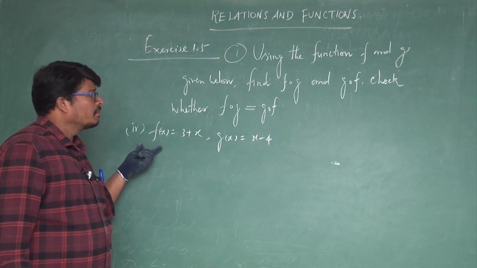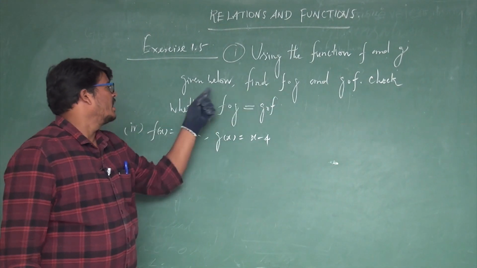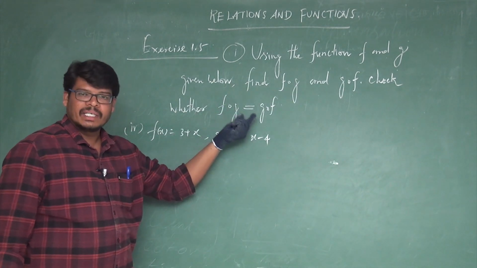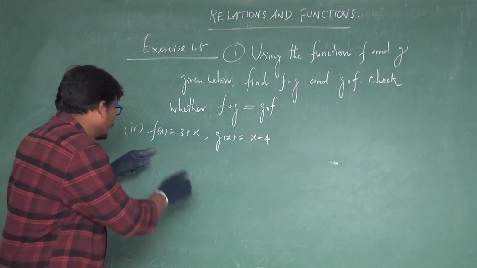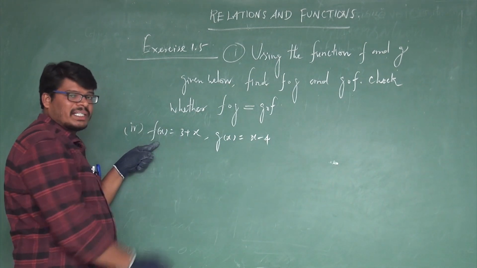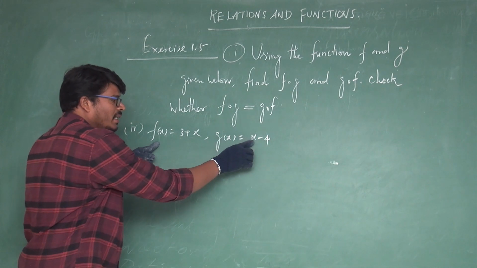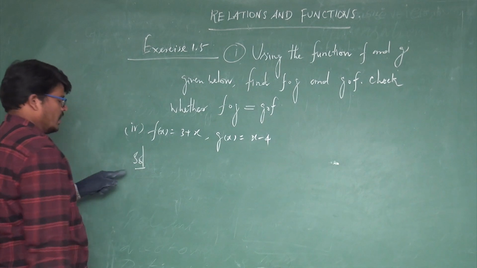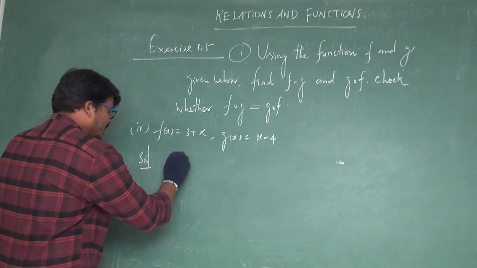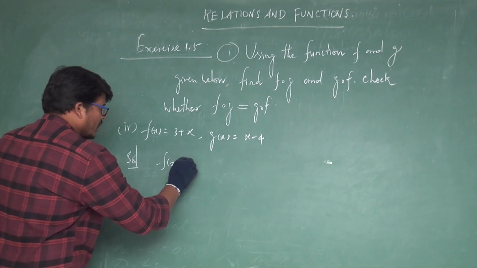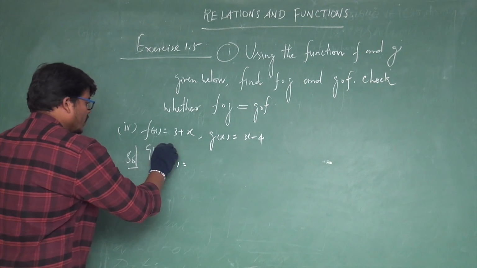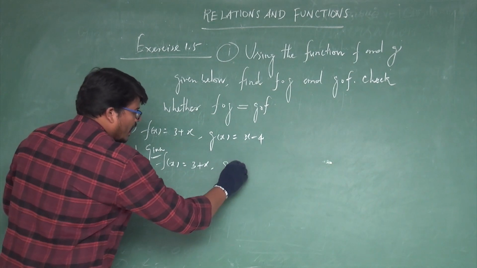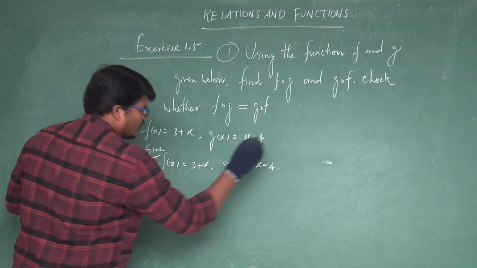Fourth question. Using the functions f and g given below, find f dot g and g dot f. Check whether f dot g is equal to g dot f. The fourth question is f of x equal to 3 plus x and g of x equal to x minus 4. Given the solution, the functions f of x equals 3 plus x and g of x equals x minus 4.